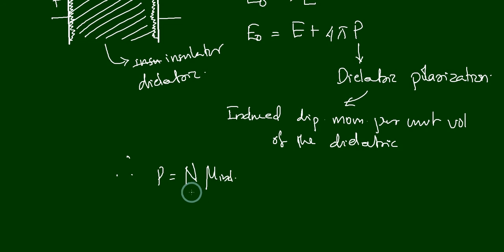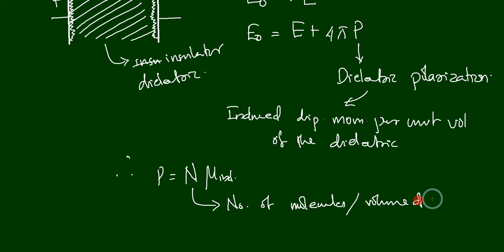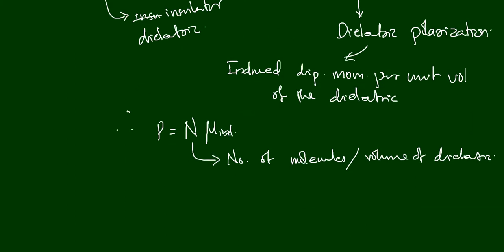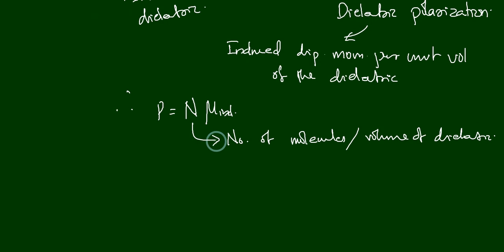What will be n? N will be the number of molecules per unit volume of the dielectric. From the number of molecules per unit volume, multiplying by mu induced, what do we get?